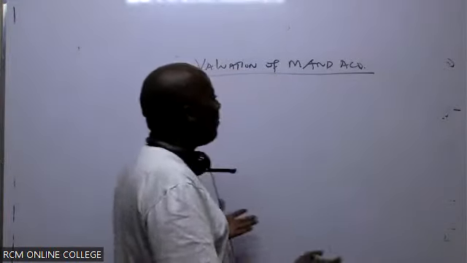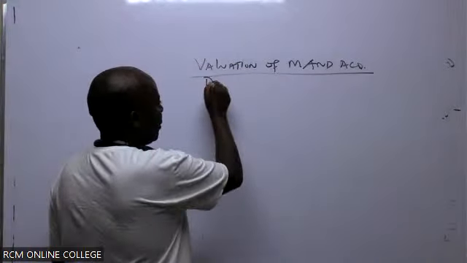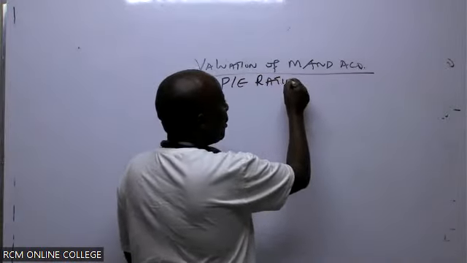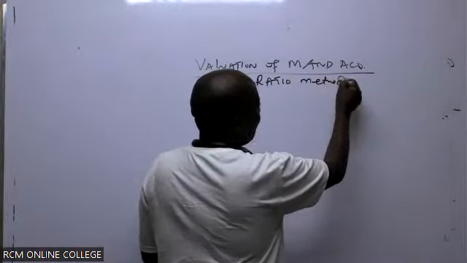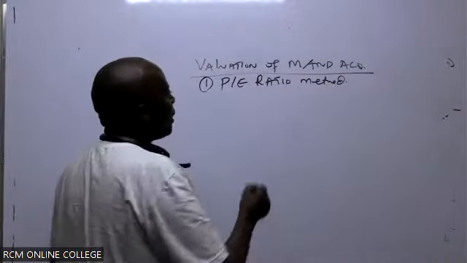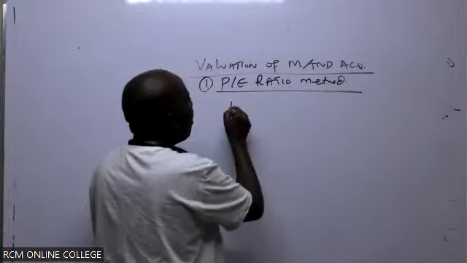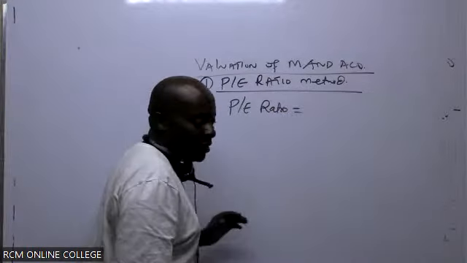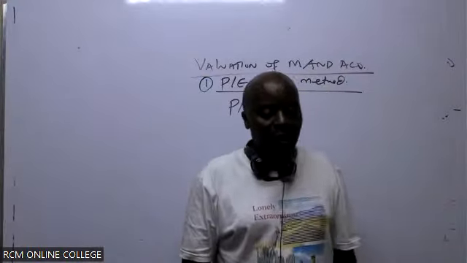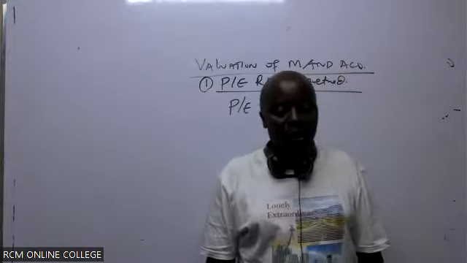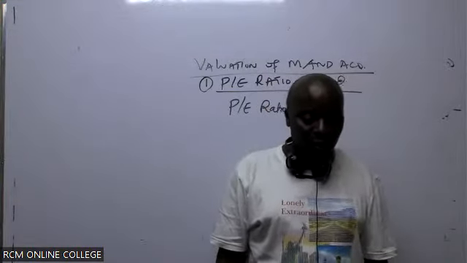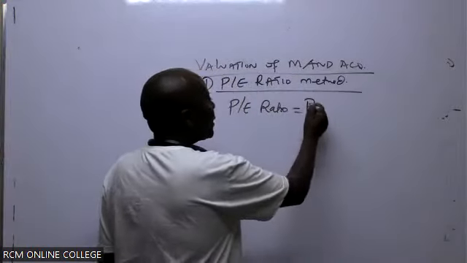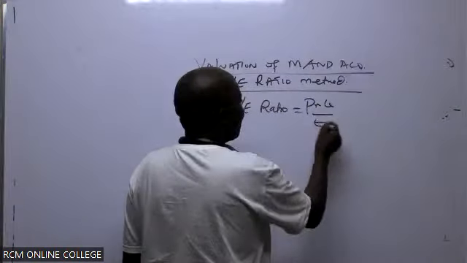So we have very many methods for valuing these mergers and acquisitions. One of the methods is what we call the PE ratio method. If you can recall, is there anybody who is able to remember the PE ratio formula? It's price over earnings.